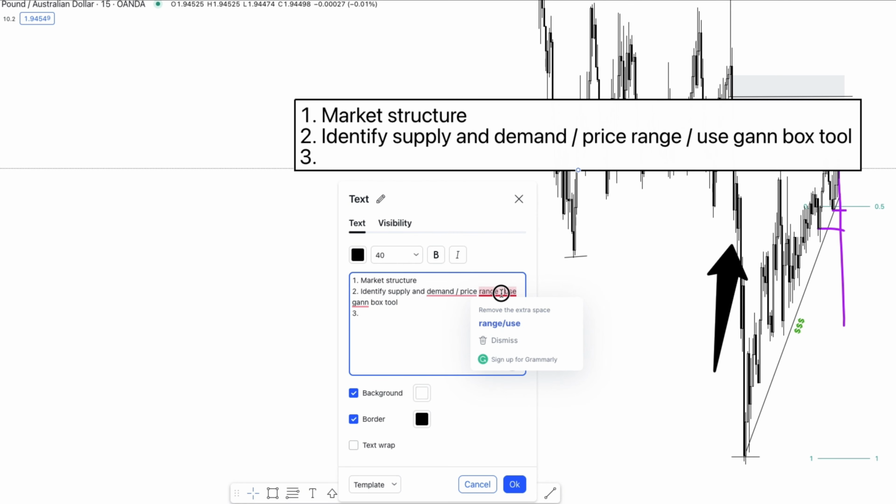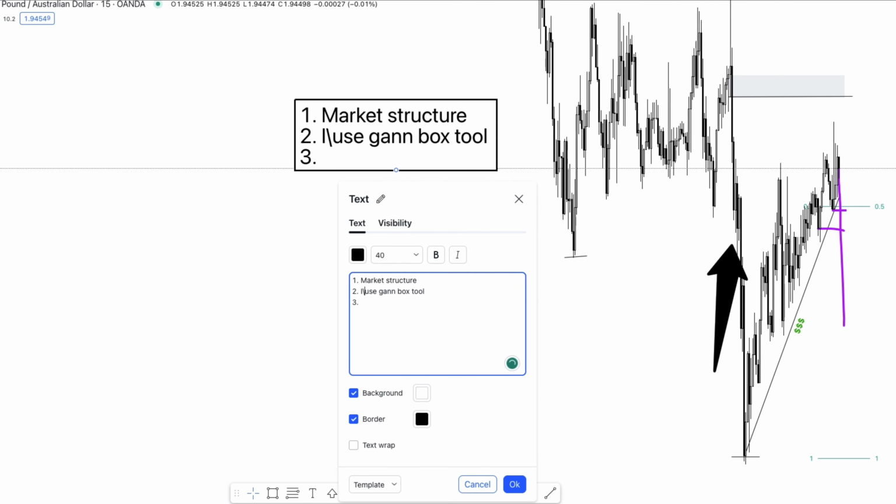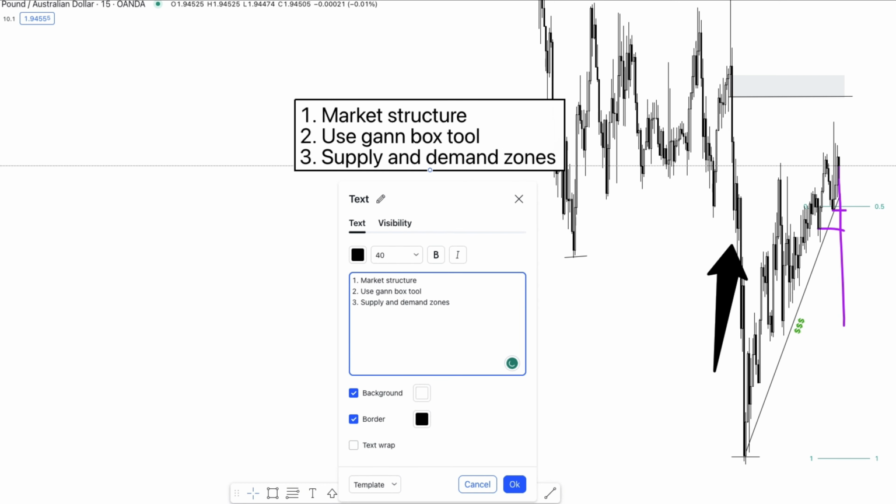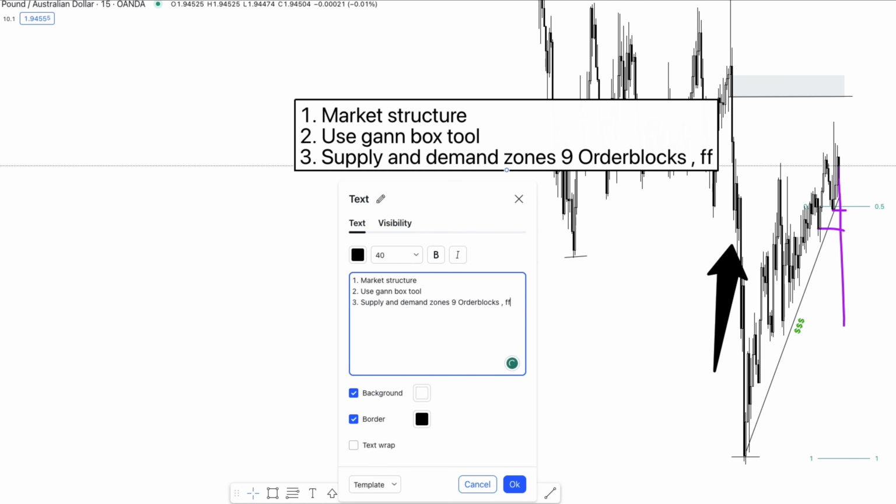So use the Gambox tool first on step two, and then identify your supply and demand, because you need to understand the Gambox and what it's for, which is to tell you where you're looking for your zones, whether it's on the top or the bottom. So supply and demand comes next. Zones. And those zones can be order blocks. They can be FVGs, fair value gaps. They can be imbalance. They can be all of that. Okay, so that's your supply and demand zone.